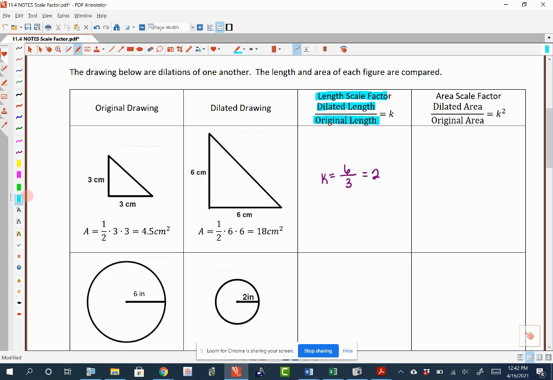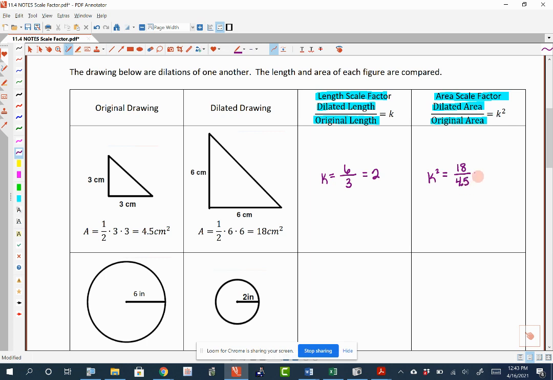Let's look at our other ratio, area scale factors here. We could take the ratio of the dilated area to the original area. So I've already calculated these, so we don't have to do that too, but the area of our smaller triangle is about 4.5 centimeters squared, and the area of our bigger is 18 centimeters squared. So if I want to make a scale factor, I'm going to take my dilated area, so this would be called K squared, is going to be 18 compared to the 4.5 from my original.